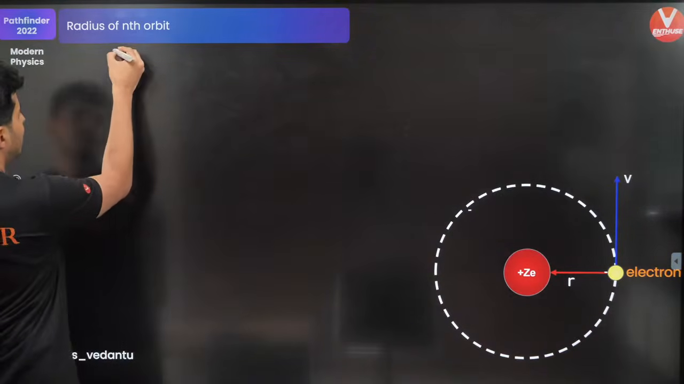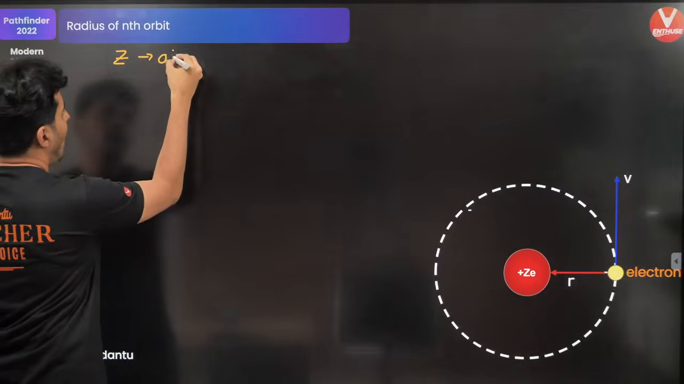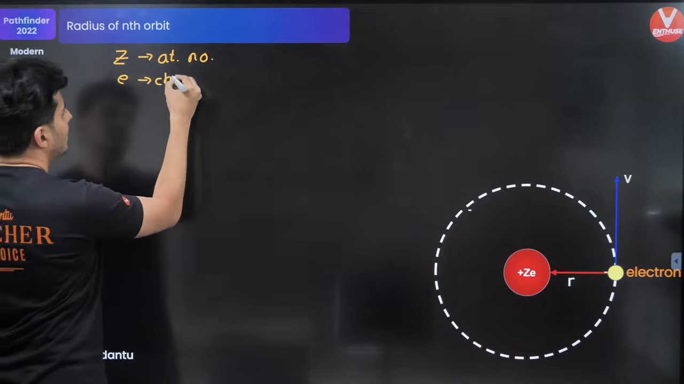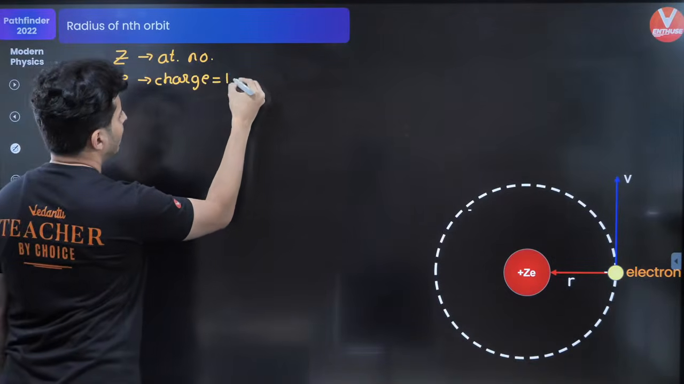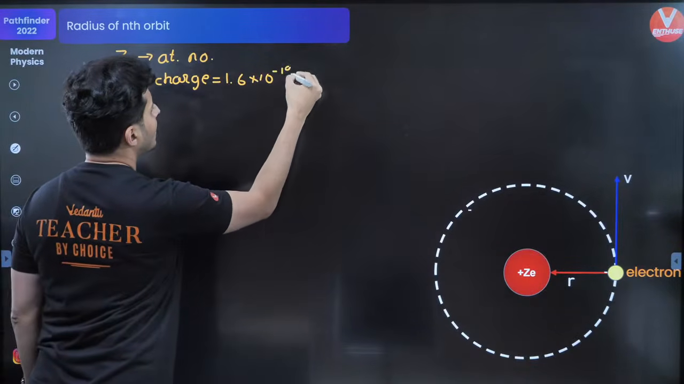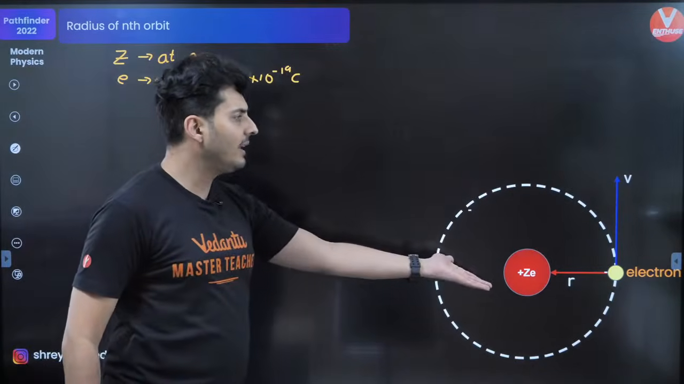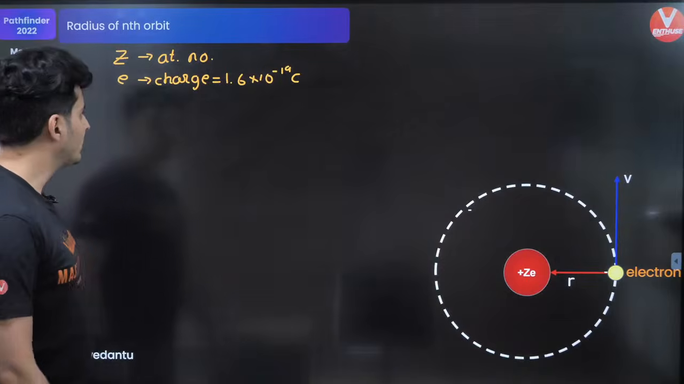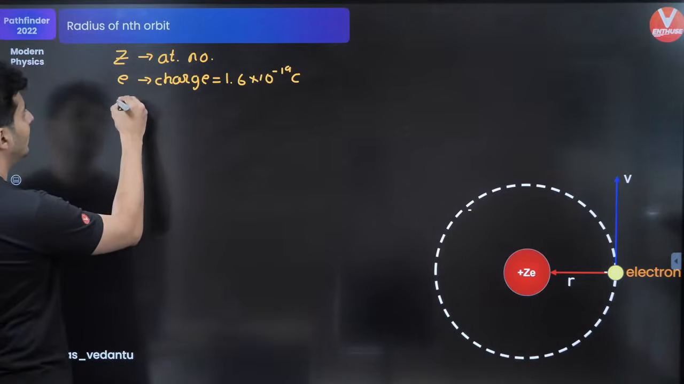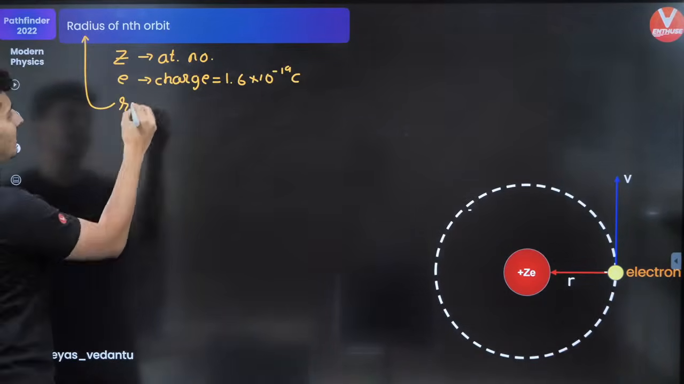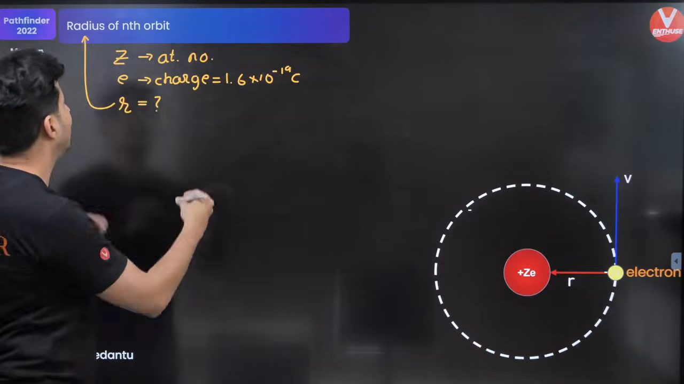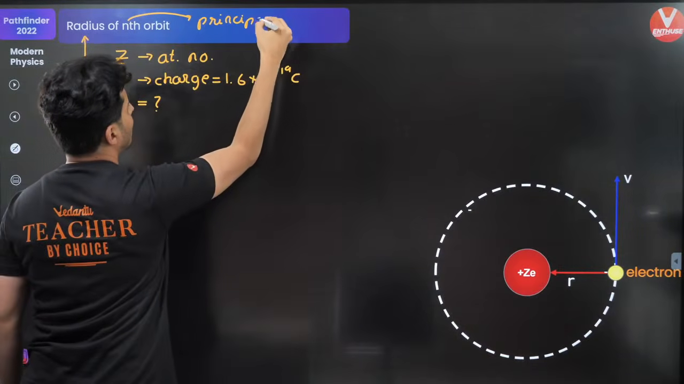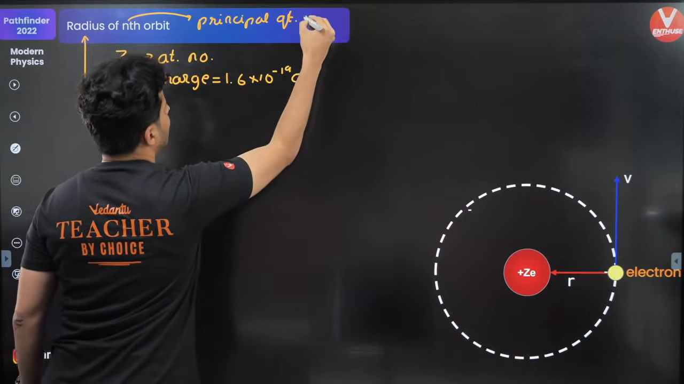So what is Z? Z is basically your atomic number. E is your electron charge, which is 1.6 into 10 to the power minus 19 coulomb. R is your radius. V is your speed. That's an electron orbiting the nucleus. So I want to find the radius of the nth orbit. N here stands for your principal quantum number.